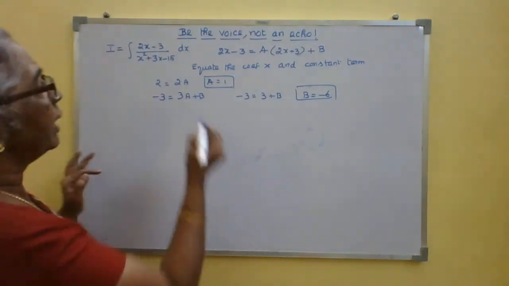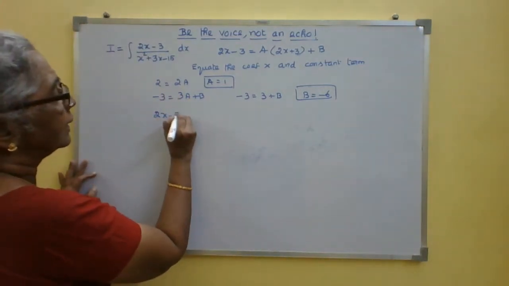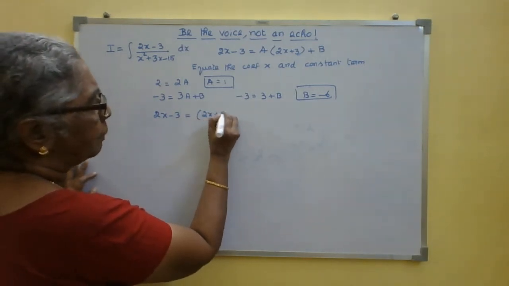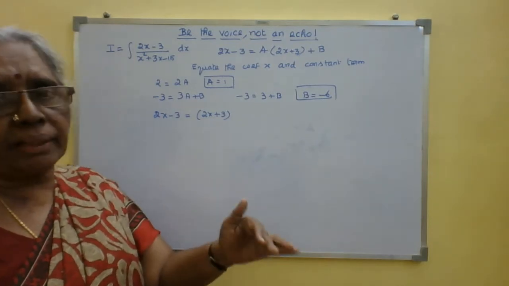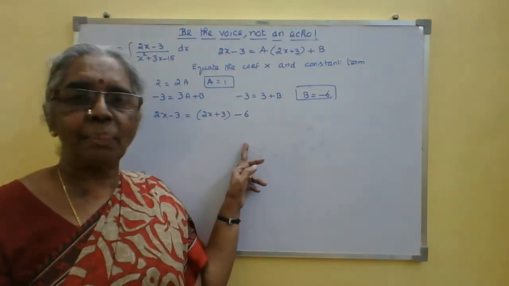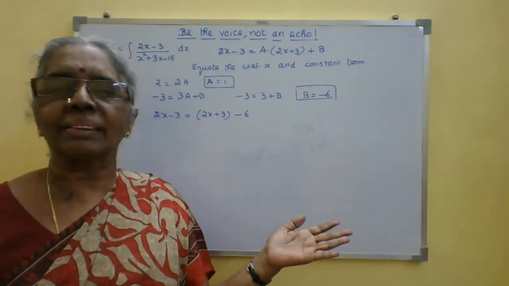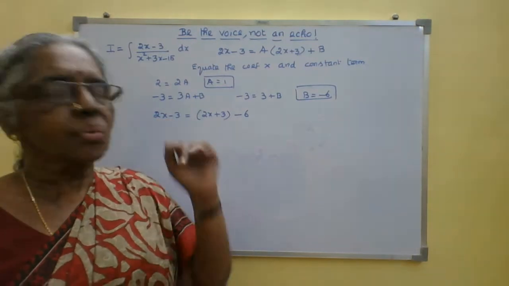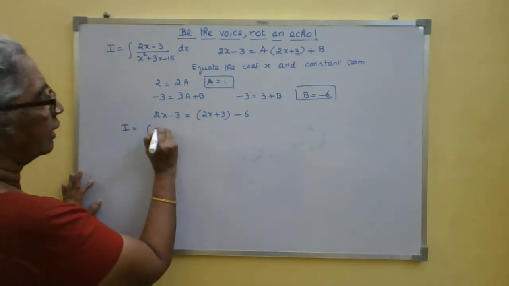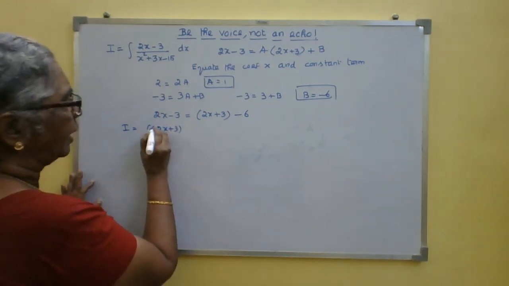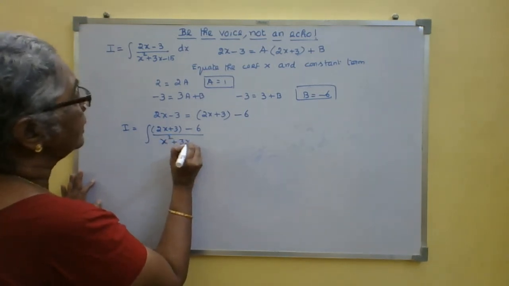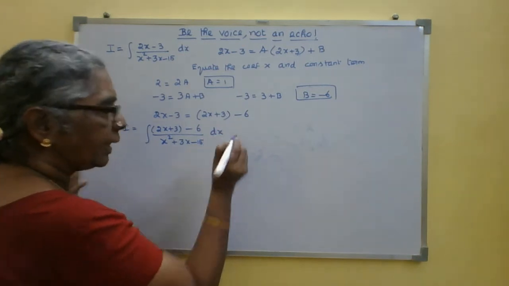So let us write the numerator, that is 2x minus 3 is equal to a, that is 1, into 2x plus 3. Because it is 1 I am not writing it; if it is any other number you write it. Plus b, that is minus 6. Here don't expand the bracket, you will again be getting only 2x minus 3, so you will be back to square one. So keep it as it is. Now let us write the I, that is equal to integral of 2x plus 3, written in a bracket, minus 6, by x squared plus 3x minus 15 dx.